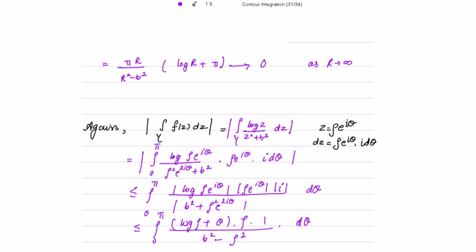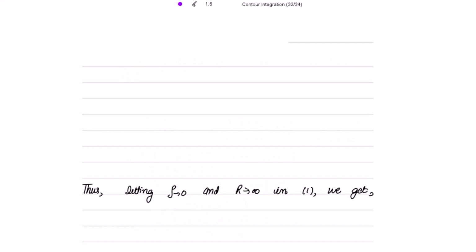Alright, okay. Furthermore, the maximum value of theta is pi. I can write that less than or equal to, writing the maximum value of theta here.